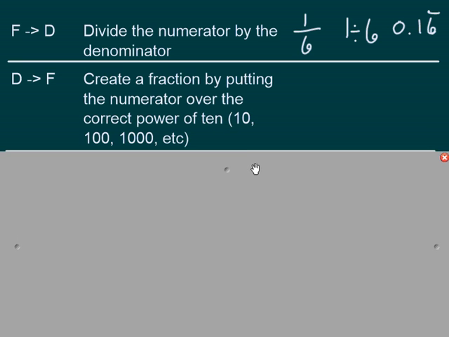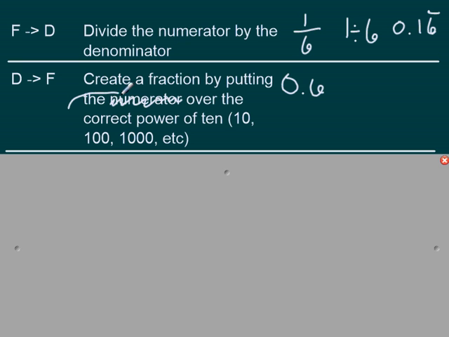Decimal to fraction. Oh, by the way, guys, I want you writing these examples down in your notes, okay? Decimal to fraction. Create a fraction by putting the numerator over the correct power of 10. So 10, 100, 1000, etc. And let's take, for example, 0.6. This number here after the decimal, oh, that's confusing you. Create a fraction by putting the decimal part, how about that, over the correct power of 10.